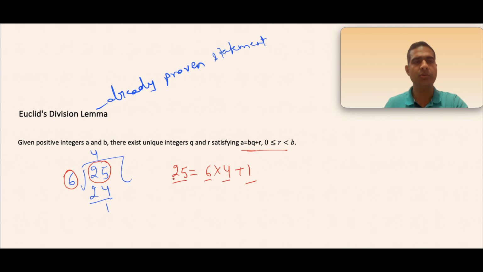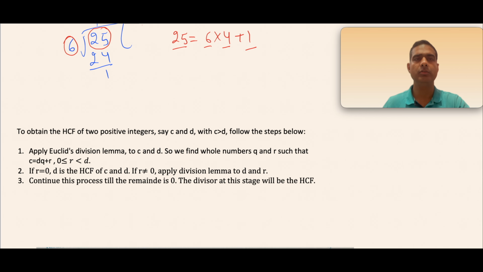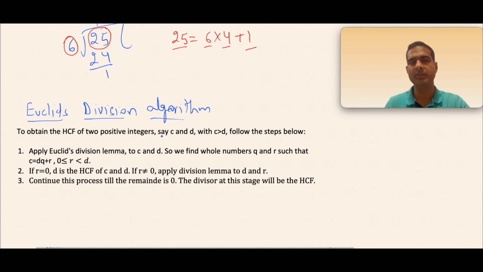Now let's come to Euclid's division algorithm. So what is Euclid's division algorithm? Algorithm is a series of steps which repeats itself again and again, or algorithm is a proper way of doing something. So what does Euclid's division algorithm states? To obtain the HCF of two positive integers, say c and d, with c greater than d. So if there are two positive integers c and d, and c is greater than d, how we will find out their HCF? Apply Euclid's division lemma.